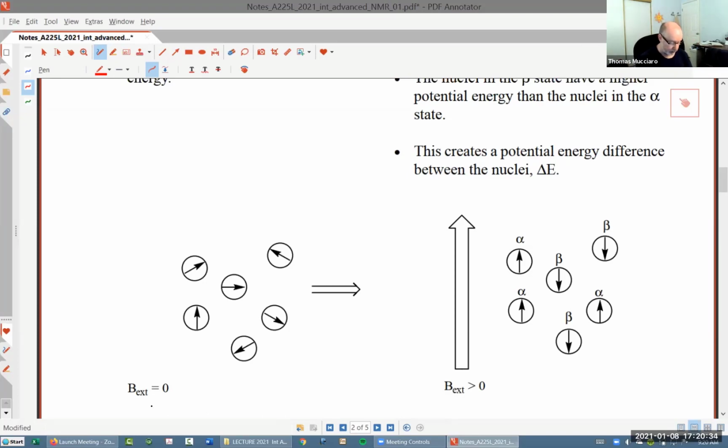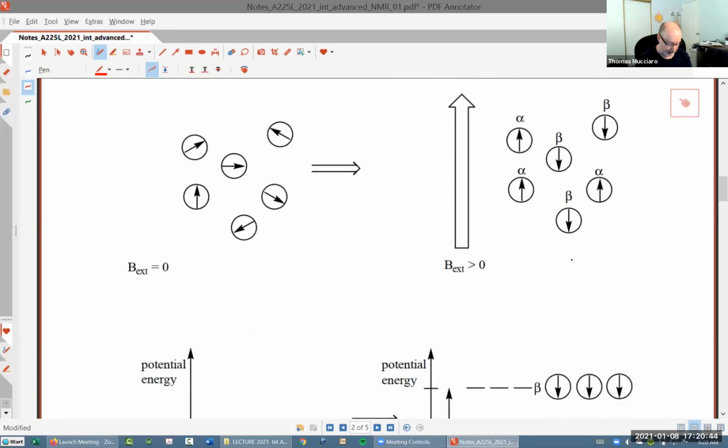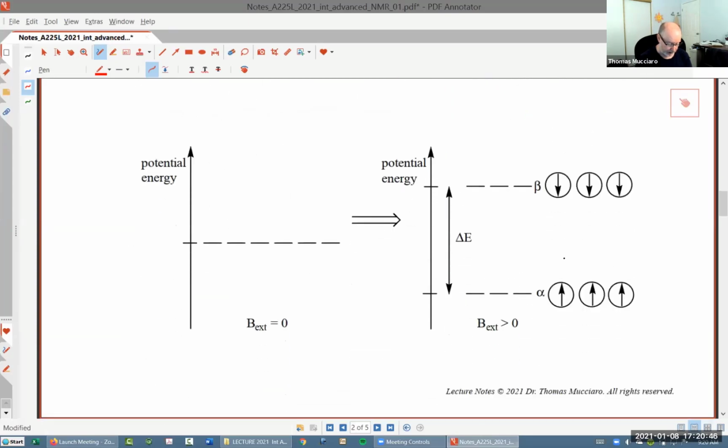So when B external equals 0, they all look like this. When the magnetic field is not 0, in other words, it exists, they line up. Now the significance of this, I'm going to show you, is this picture, which shows essentially the similar system. And I forgot to put my little circles here.